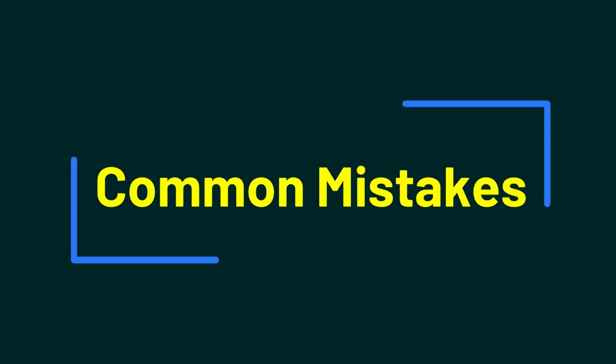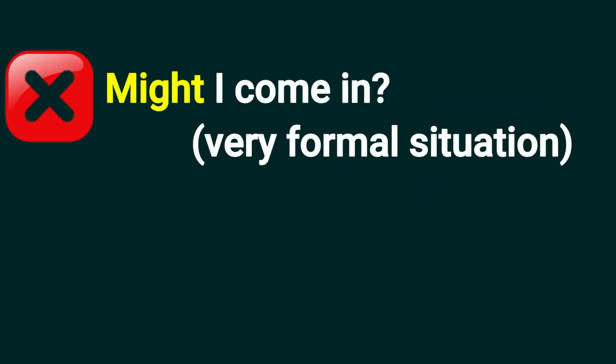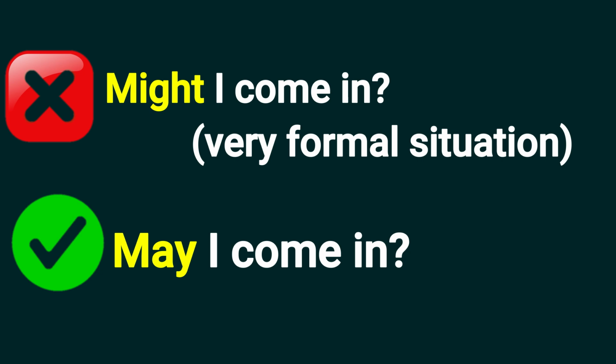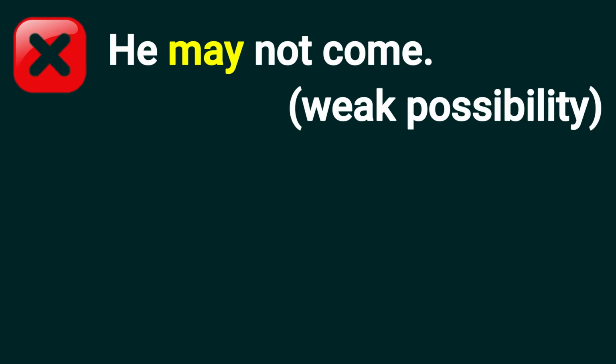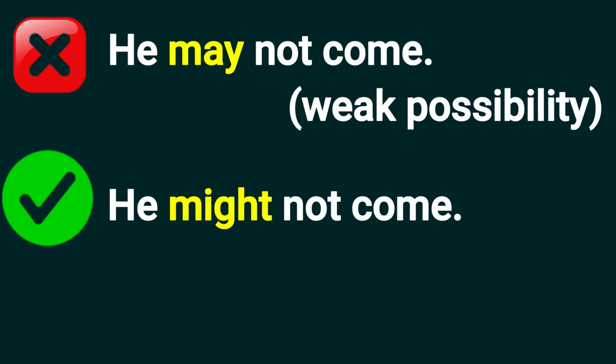Let's understand the common mistakes. Might I come in? This is a wrong sentence. May I come in? This is right. For permission, may is the correct and polite choice. He may not come. This is a wrong sentence. He might not come. This is the right one. When the chance is very low, might sounds better.